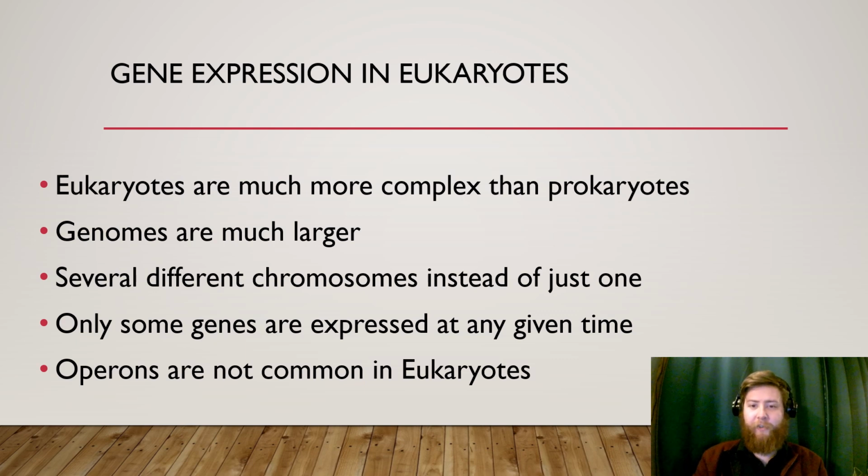All right, now we're going to jump and go to eukaryotes. They're a little bit more complex. Eukaryotes are much larger. They have larger genomes. They have many different chromosomes instead of just one circular chromosome. And the same thing, only a certain amount of genes are expressed at any given time. However, unlike bacteria, we don't have operons as commonly. We have kind of more complex genomes.